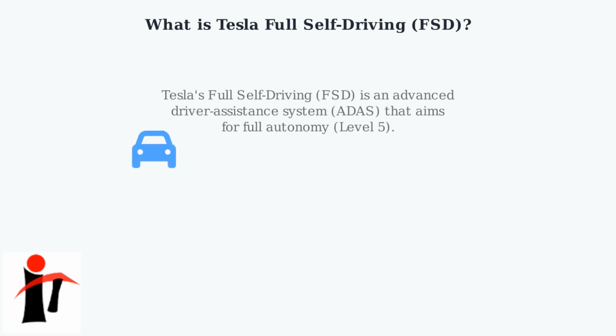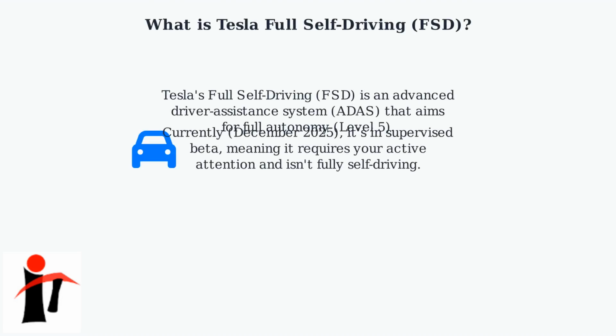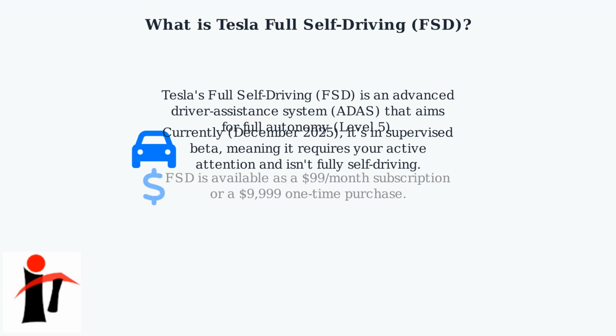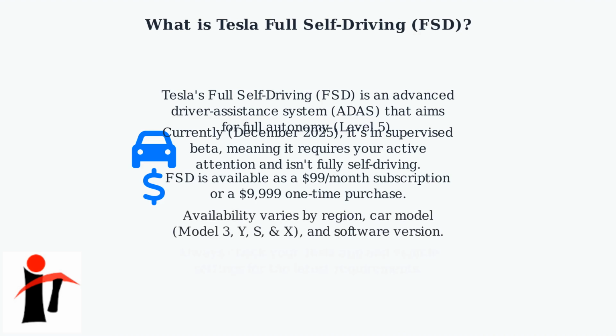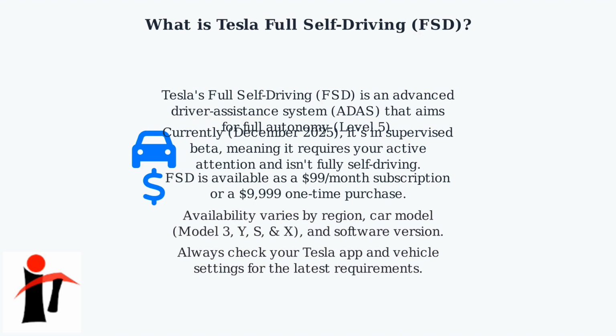Tesla's Full Self-Driving, FSD, is an advanced driver assistance system, ADAS, that aims for full autonomy, Level 5. Currently, December 2025, it's in supervised beta, meaning it requires your active attention and isn't fully self-driving. FSD is available as a $99 a month subscription or a $9,999 one-time purchase. Availability varies by region, car model, Model 3, Y, and X, and software version.